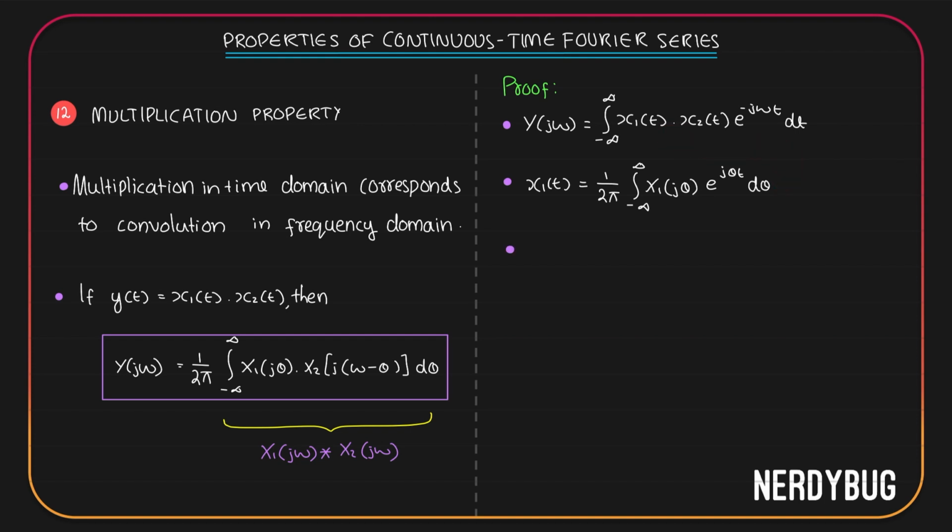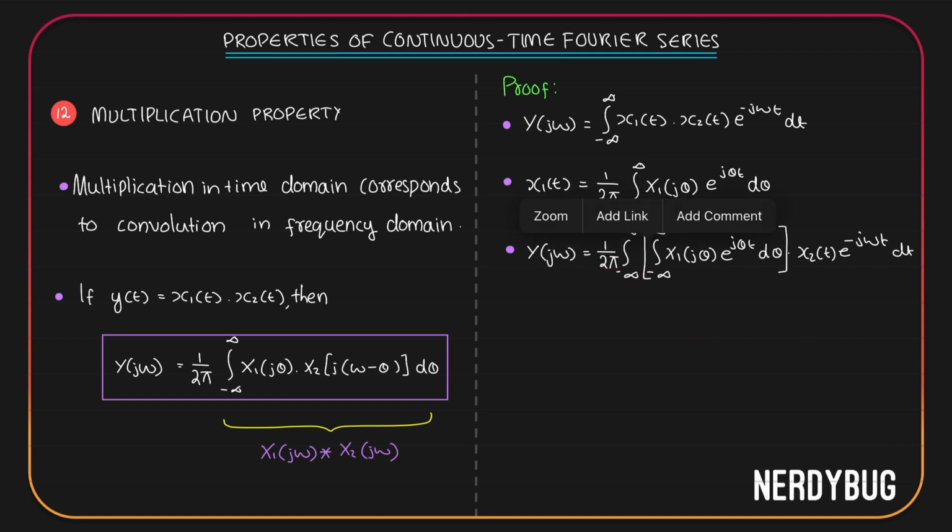So using this, we can write y of j omega is equal to integral from minus infinity to infinity x1 of t, which is 1 by 2 pi integral from minus infinity to infinity x1 of j theta e raised to j theta t d theta, times x2 of t e raised to minus j omega t dt. 1 by 2 pi is a constant. Let us take it out of the integral. Let us remove the brackets.